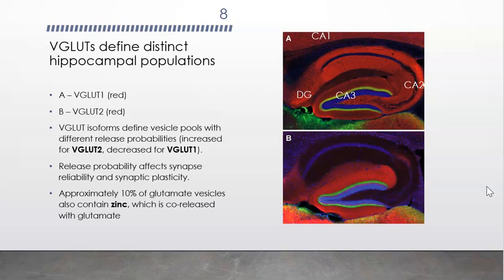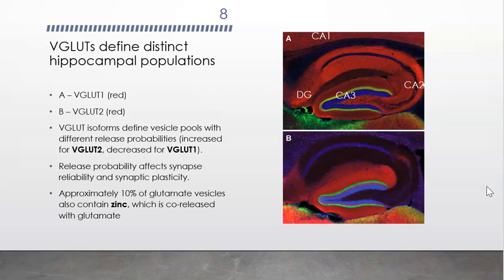If glutamate is packaged into V-GLUT 2, it increases the probability that the vesicle will be released into the synapse. If it's packaged into V-GLUT 1, it decreases the probability of the neurotransmitter being released into the synapse. So V-GLUT 2 has a higher probability of binding with the synapse, whereas V-GLUT 1 has a lower probability. That doesn't mean V-GLUT 1 is never going to bind, it just doesn't bind as often. Okay?